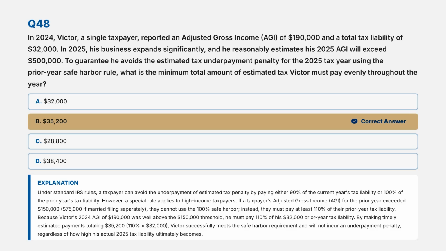By making timely estimated payments totaling $35,200, 110% multiplied by $32,000, Victor successfully meets the safe harbor requirement and will not incur an underpayment penalty, regardless of how high his actual 2025 tax liability ultimately becomes. Awesome, let's move to question 49.